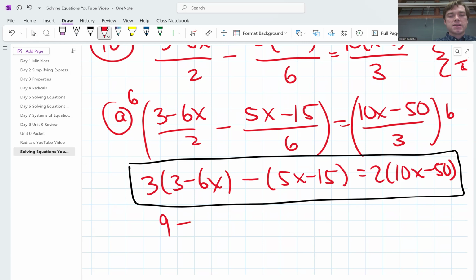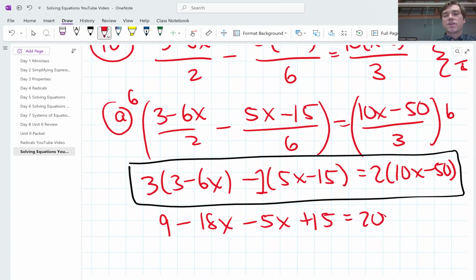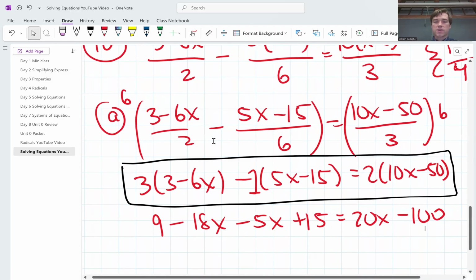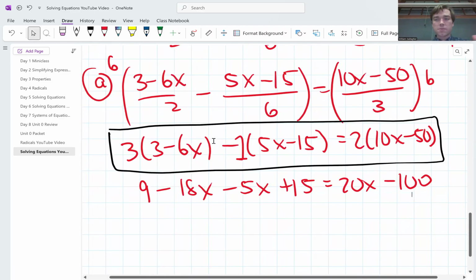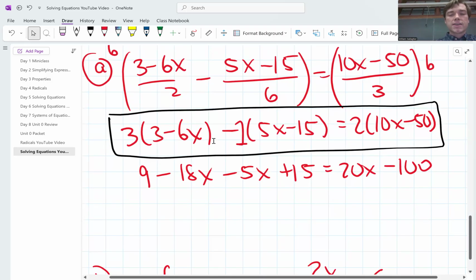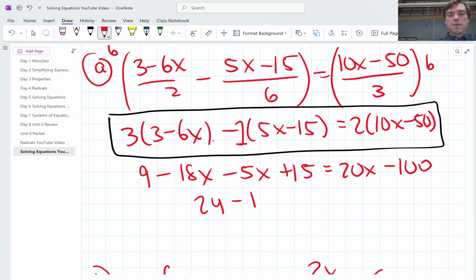So I do 9 minus 18x. And this negative here is just like a negative 1. So we're going to distribute: negative 1 times 5x is going to be negative 5x. Negative 1 times negative 15 is positive 15. And then 20x minus 100. All right. So now what's going to happen is, before I start moving things around, simplify the left-hand expression, and you're going to get 24 minus 13x is equal to 20x minus 100.